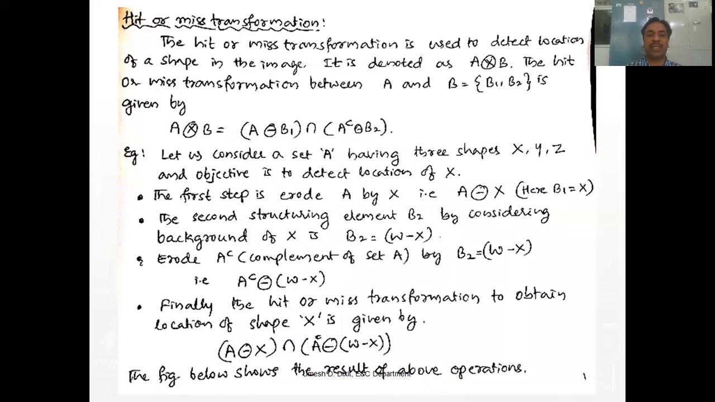Then we discussed hit or miss transformation. Its objective is to detect the location of a particular shape or object in the image. You have to remember this equation. It is very important from the examination point of view: you have to write this statement, write the equation, and explain with an example.